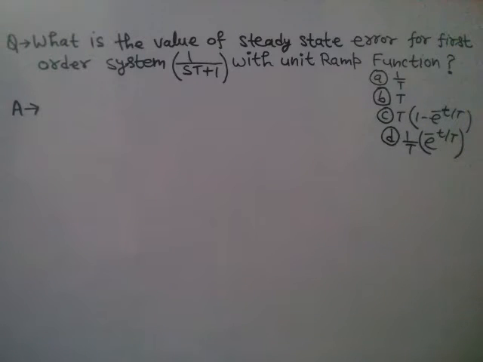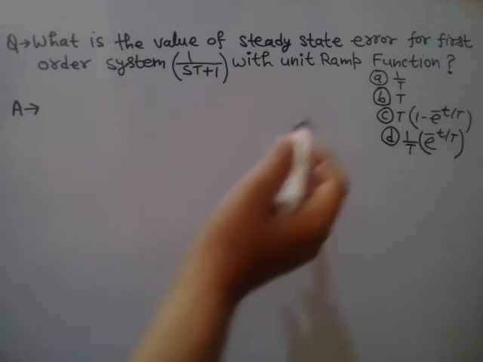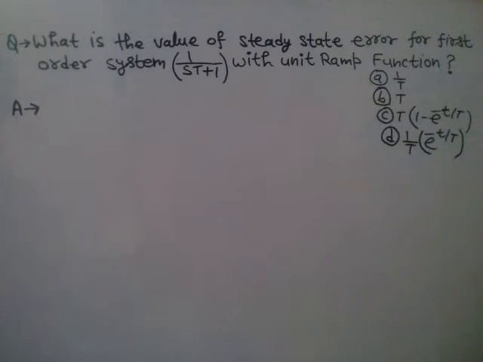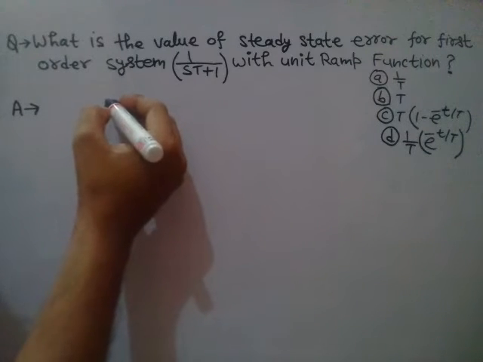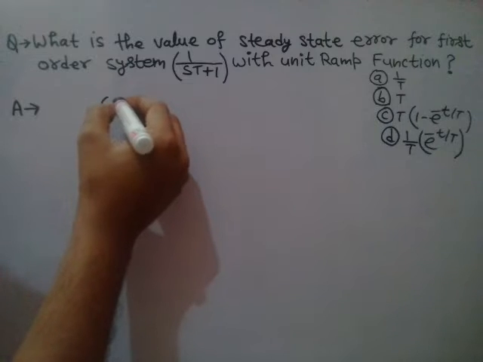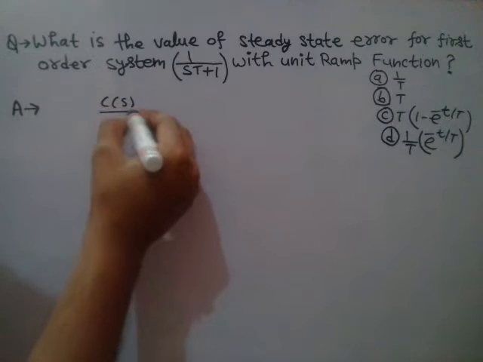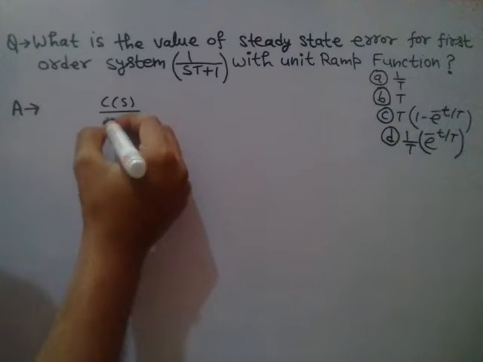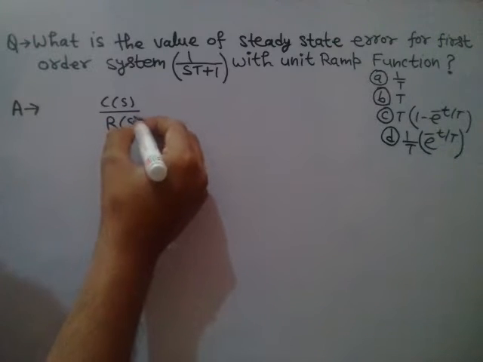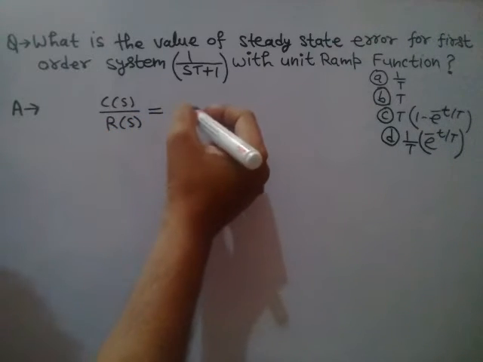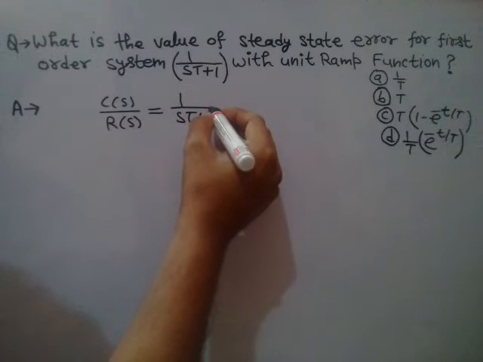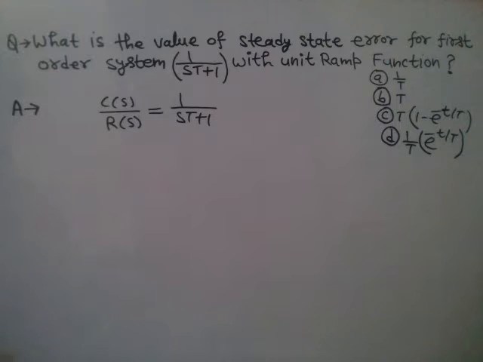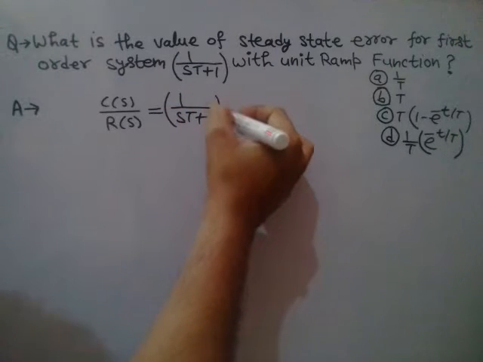So how to approach this question? Let us see. Here a first order system is given. That means the transfer function of the control output C(s) to the reference input R(s) is given as 1 by sT plus 1. That is given, a first order system.